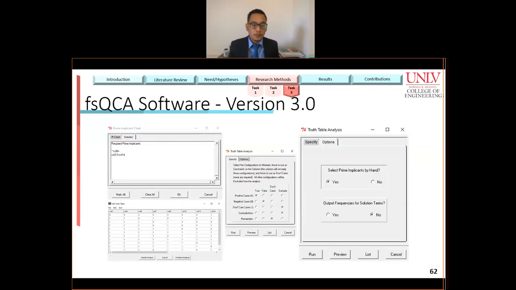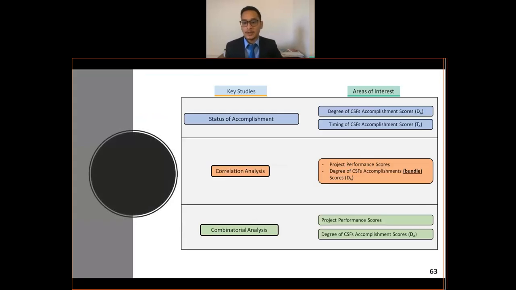I used the fsQCA software version 3.0, which uses the Quine-McCluskey algorithm. Here are some snapshots of the tool being used. So, a quick recap of the key studies and areas of interest before we move on to the results. The key areas of study are status of accomplishment analysis, correlation analysis, and combinatorial analysis. Areas of interest for status of accomplishment analysis are degree of CSF accomplishment and timing of CSF accomplishment. For correlation, the areas of interest are project performance scores and degree of CSF accomplishment scores. And that's the same for the combinatorial analysis as well.